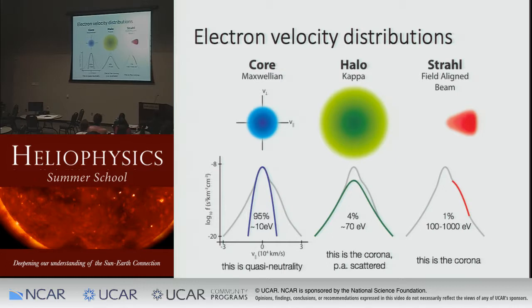It's about 10 eV of thermal temperature. We see a population that we call the halo, which is kind of kappa-like, and it can be very anisotropic, perpendicular and parallel to the field. And then we see a population that we call the Strahl, which is a German word for a beam. And the Strahl is basically what we think is our coronal electrons, and they propagate along the field line.